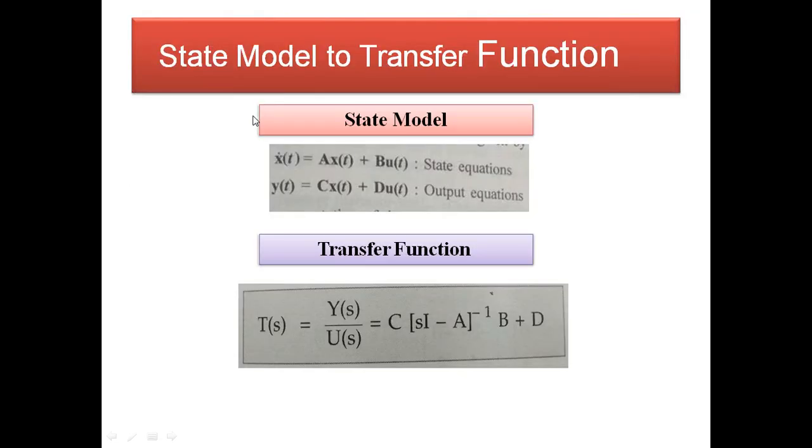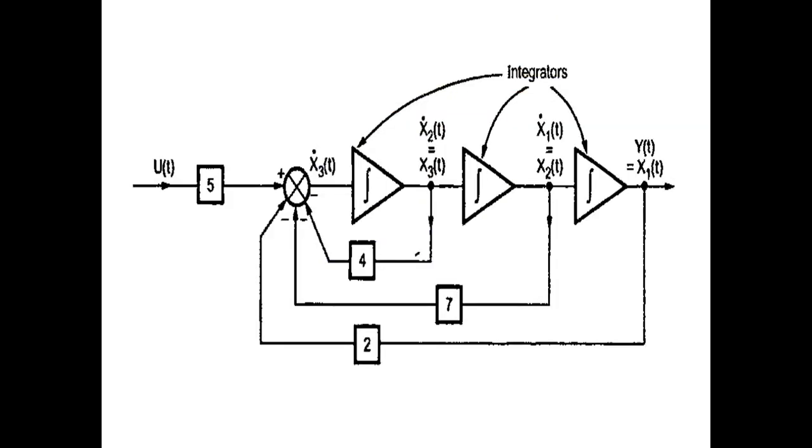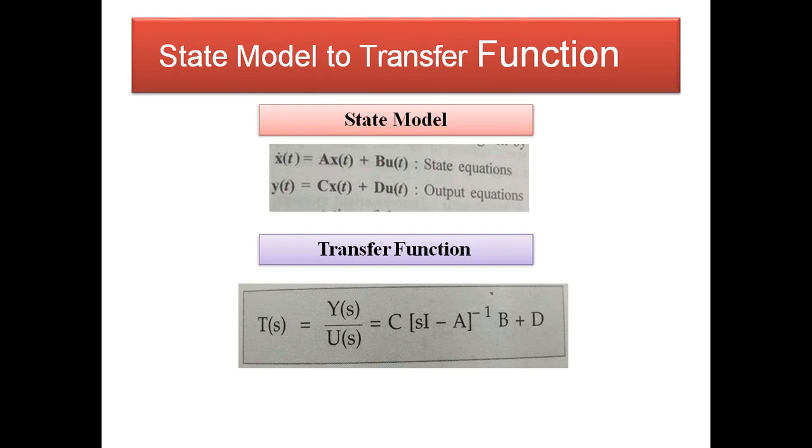Next, by using the state model we can also find the transfer function of a system. This is the state model equation. This one we can call the state equation, and this one the output equation. From this we can find the transfer function. The standard equation is T of s, which is output by input, that is Y of s divided by U of s, which is equal to C into (sI minus A) inverse into B plus D.